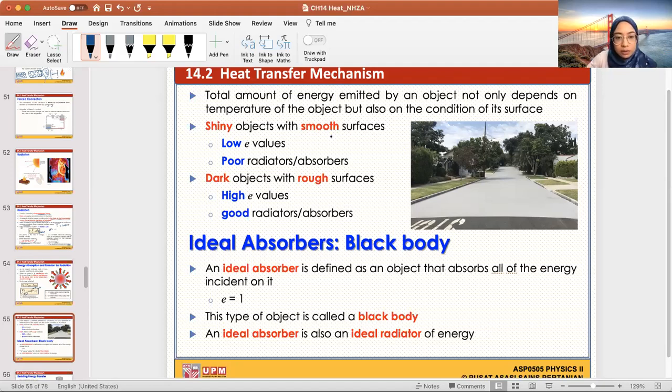So shiny objects with smooth surfaces, low E values, poor radiators, and also poor absorbers. Kenapa nak cakap pasal absorber? Because they are radiating heat as well as absorbing at the same time, right? So this is why your thermal flask is shiny, so that the heat is not easily escaped from the thermal flask. And then dark objects with rough surfaces has high E values, good radiators and absorbers. Okay, so just remember that baju yang hitam tu is high E lah. Baju yang putih tu low E.